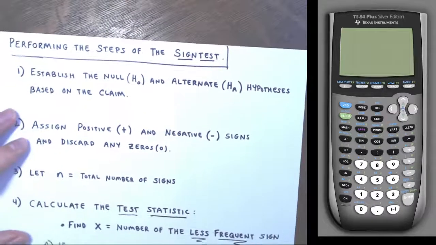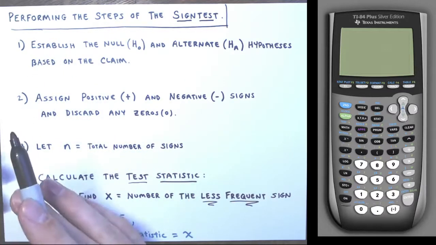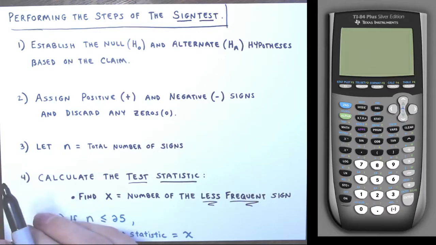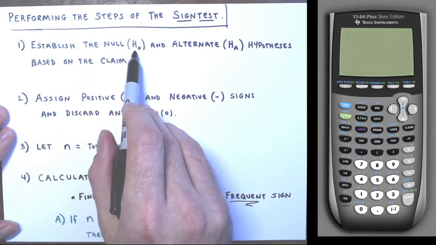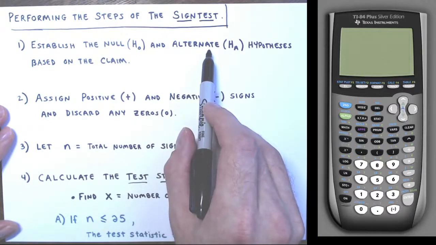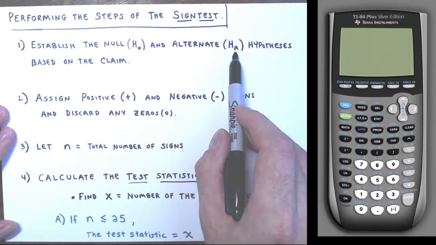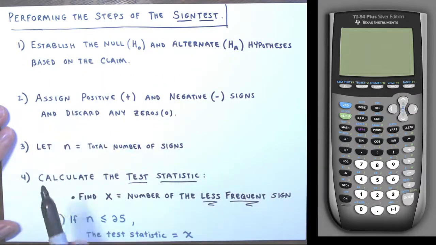Okay, so in performing the steps of the Sine test, the first step is just like the first step in any hypothesis testing. You're going to have a claim or a hypothesis that's to be tested, and based on that claim, you're going to establish a null hypothesis, usually labeled H sub 0, and an alternate or alternative hypothesis, labeled either H sub A, or in some texts I've seen H sub 1. You're going to establish these null and alternate hypotheses based on the claim.